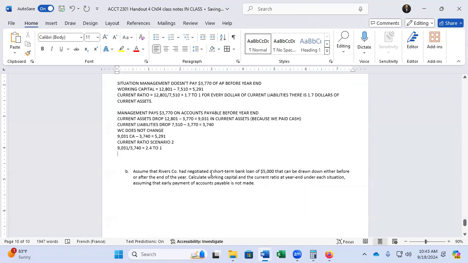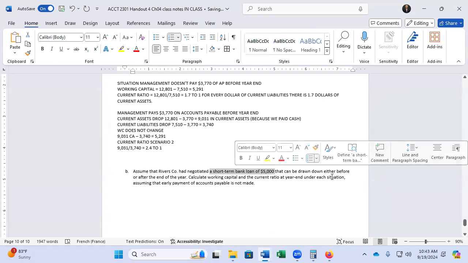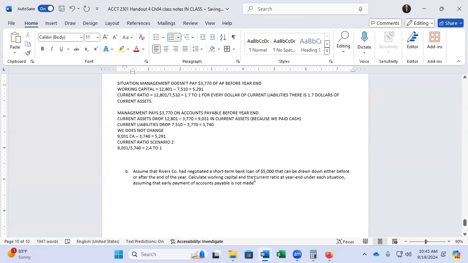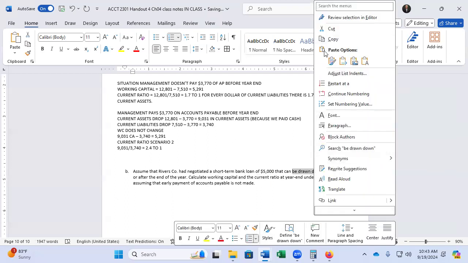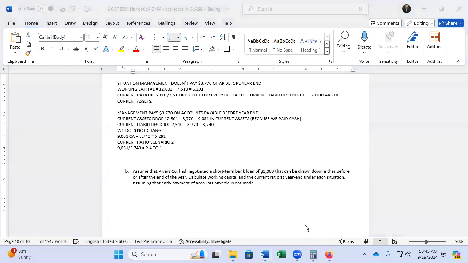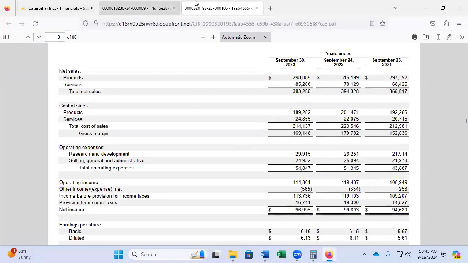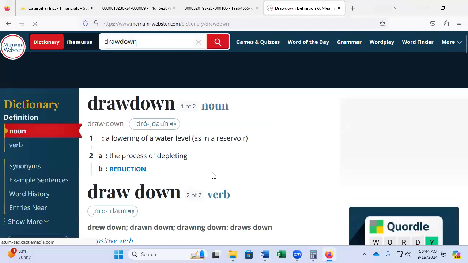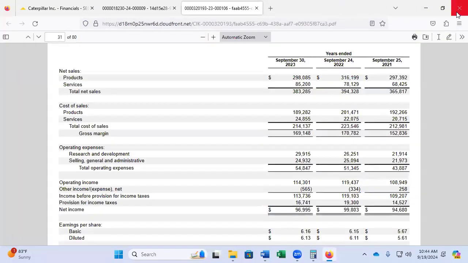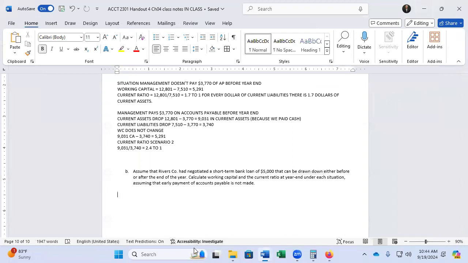Now this says, assume that they had negotiated a short-term bank loan of 5,000 that can be drawn down either before or after the end of the year. Calculate the working capital and current ratio at end of year under each situation. So again, this is pretty straightforward. I'm assuming that when they say drawn down it can mean paid off or drawn out. Sometimes the language is fun. And so here I'm going to go with paid off.